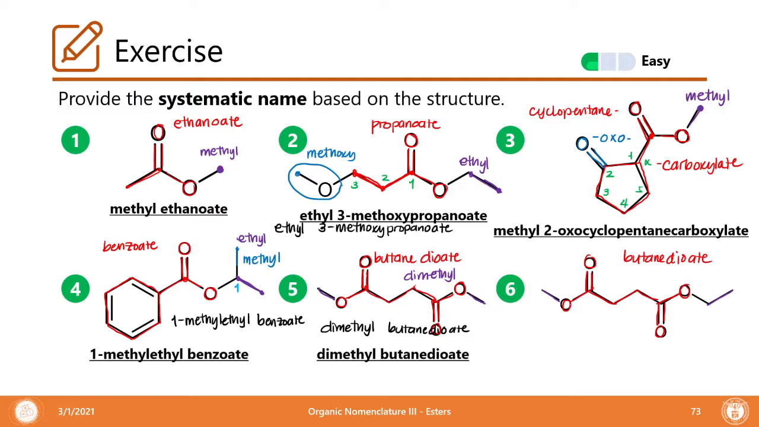So what we do is we have here a methyl group, we have here an ethyl group, and so what we do is we arrange it into 3 words with alphabetization followed. So E comes first, so we have ethyl space methyl butane dioate. So ethyl methyl butane dioate.